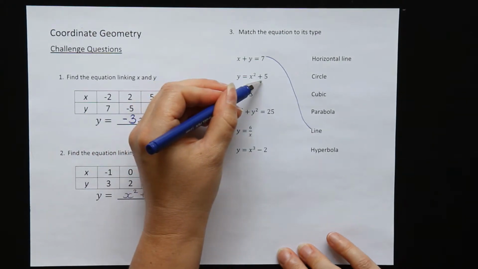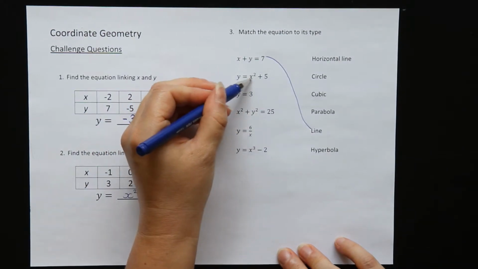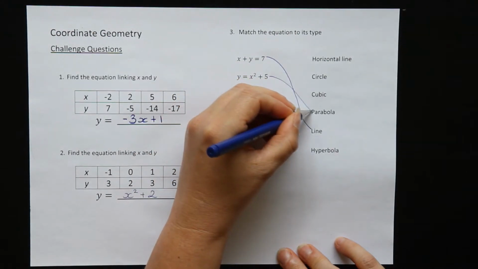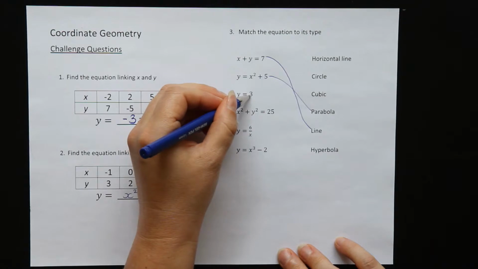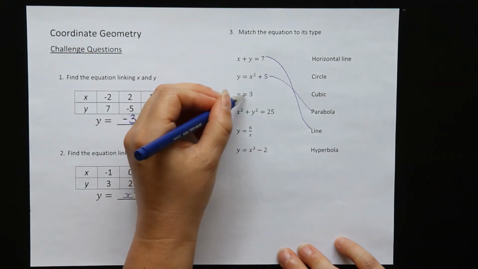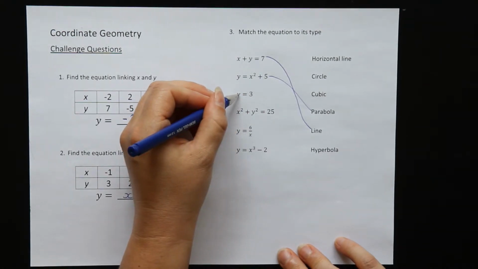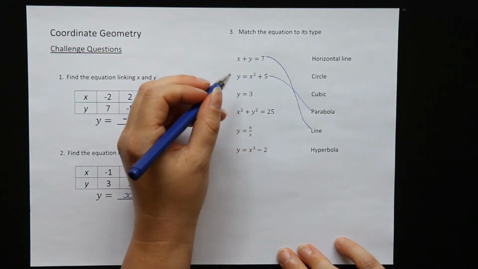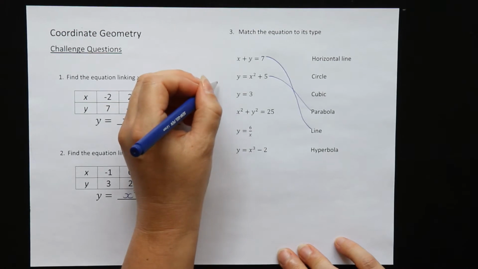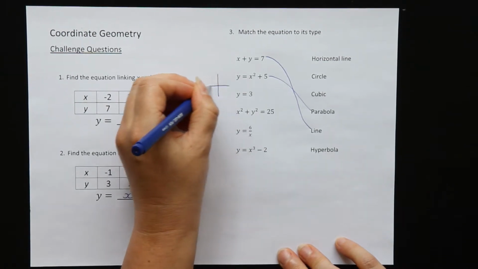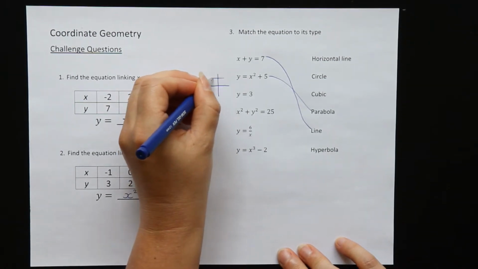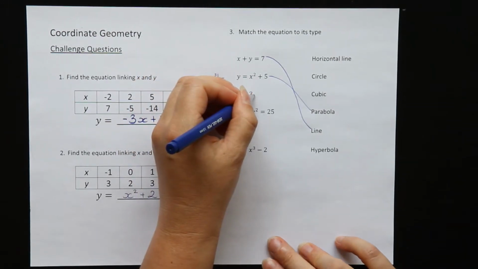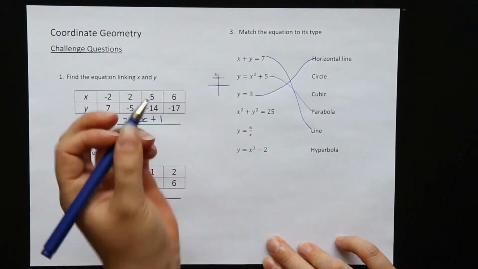y equals x squared plus 5. As soon as we have an x squared, we know that that's going to be a parabola. y is equal to 3. Now, if y is equal to 3, that is a line that is going parallel to the x-axis. It's going through the y-axis at 3, like that. That is a horizontal straight line, so that's that one up there.